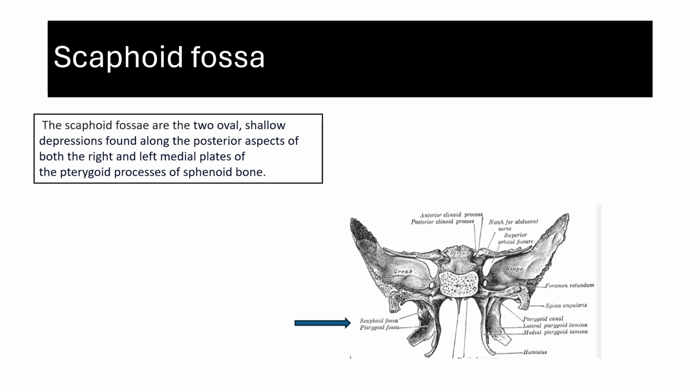So next, what is the scaphoid fossa? The scaphoid fossa, or scaphoid fossae, are the two oval shallow depressions found along the posterior aspect of the right and left medial plates of the pterygoid process of the sphenoid bone. As we studied the pterygoid process, the scaphoid fossa is present along the pterygoid process. It is as simple as that.